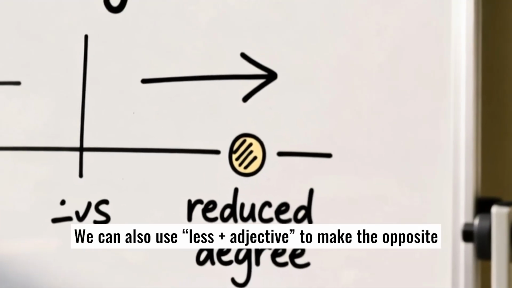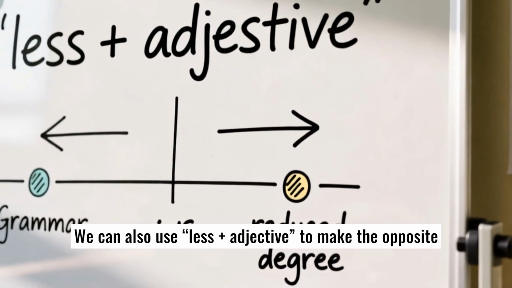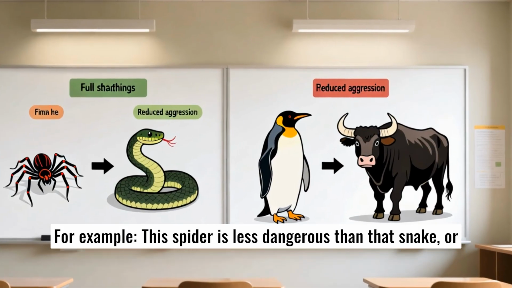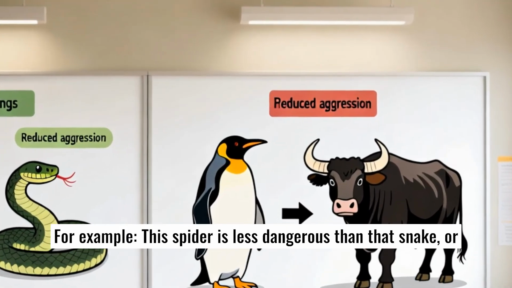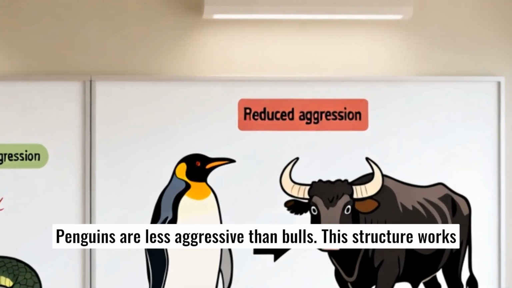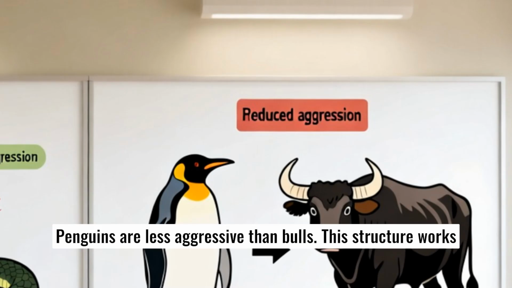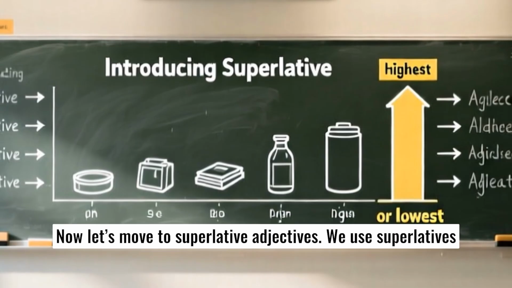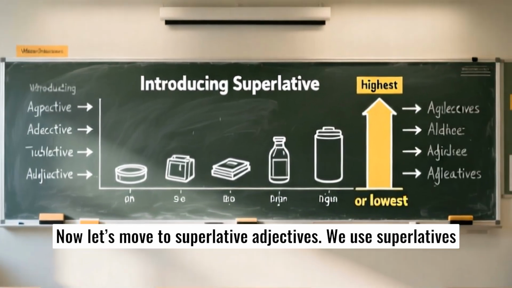We can also use less plus adjective to make the opposite comparison. For example, this spider is less dangerous than that snake, or penguins are less aggressive than bulls. This structure works with all adjectives. Now let's move to superlative adjectives.